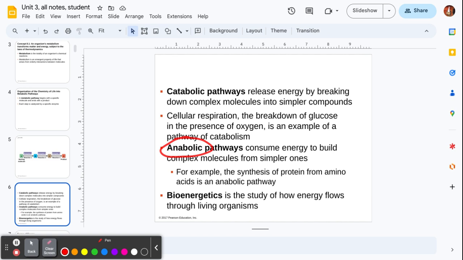And the others are just the opposite. The catabolic pathways are going to be ones that break down a molecule that's pretty complex into something simpler.